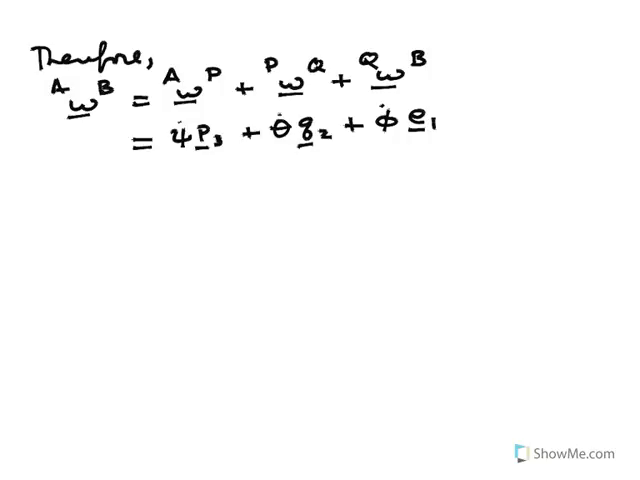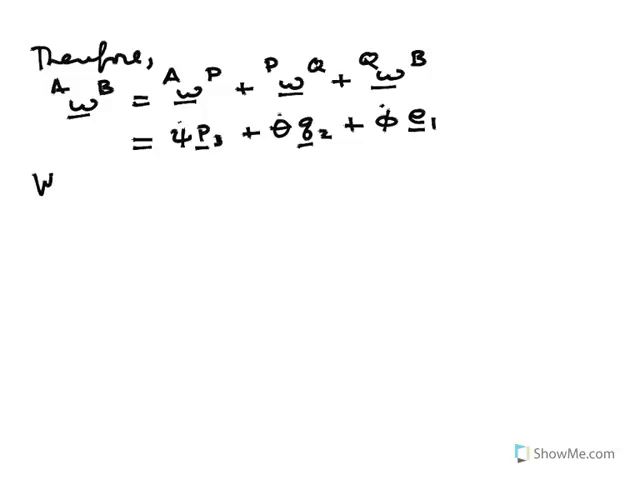But remember, whenever we do kinematics, we always want to write the angular velocity in terms of the coordinate system fixed in the last rotating frame. The last rotating frame is the body in this case, because that's the frame whose angular velocity we're interested in relative to frame A.